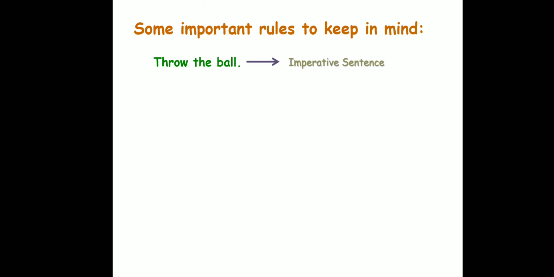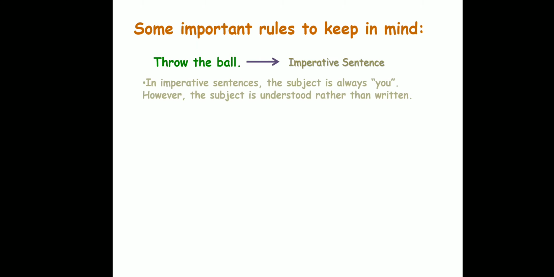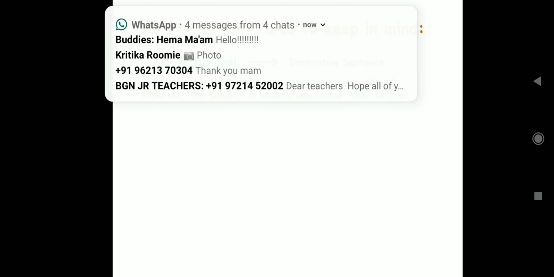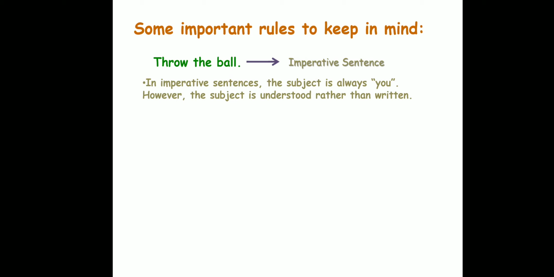Remember, for imperative sentences, I taught you the trick of command, advice and request. So this is a command. You're ordering somebody to throw the ball. It is an imperative sentence. Now there is a rule for imperative sentences. Let's read the rule. In imperative sentences, the subject is always you. However, the subject is understood rather than written. So whenever you have an imperative sentence, it is not necessary that the subject will be written there. You have to understand that. Okay, and mostly the subject is you.